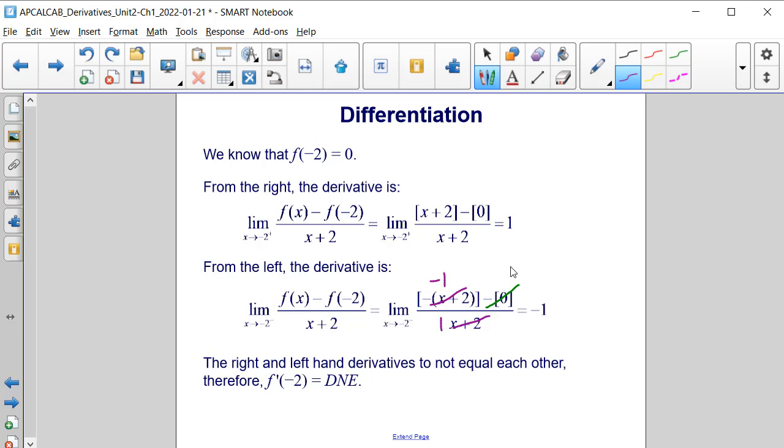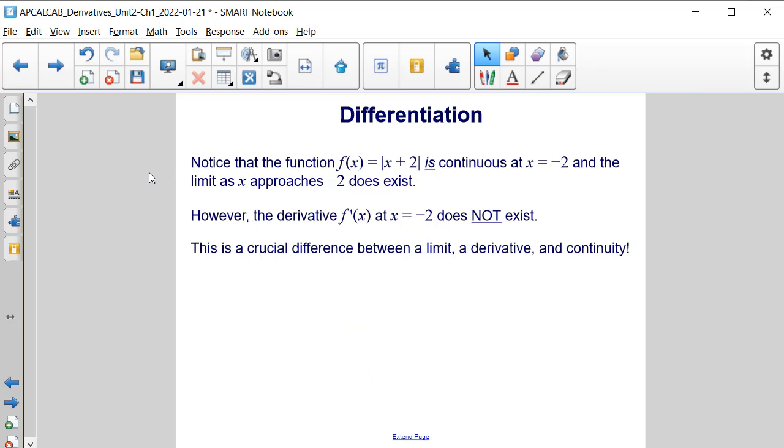Well, as we can see, the right and left-handed limits or derivatives using the alternate form are not equal to one another. Therefore, f prime of negative 2 does not exist. Notice that the function f of x is equal to the absolute value of the quantity x plus 2 is continuous at x equals negative 2, and the limit as x approaches negative 2 does exist. However, the derivative f prime of x at x equals negative 2 does not exist. This is a crucial difference between a limit, a derivative, and continuity.